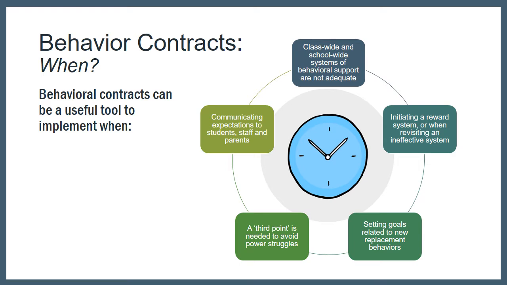Now that we know who may benefit most from this intervention, when might it be appropriate to create a behavior contract with the student? Behavior contracts can be a useful tool to implement when class-wide or school-wide systems of behavioral support are no longer adequate in supporting the student, when you're initiating a reward system, or when you're revisiting an ineffective system, when setting new goals related to new replacement behaviors, when a third point is needed to avoid power struggles, or when communicating expectations to students, staff, and parents.